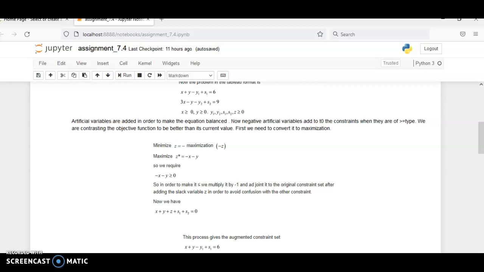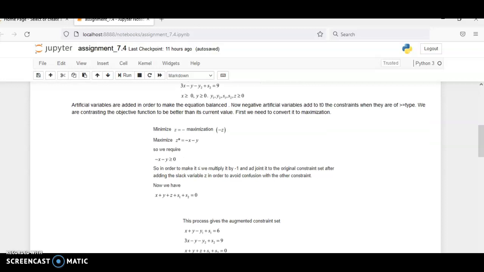Now, artificial variables are added to constraints when they are of greater than or equal type. We are constructing the objective function to be better than its current value. First, we need to convert it to maximization. Minimize z equals minus maximization, and so we require minus x minus y greater than or equal to 0.